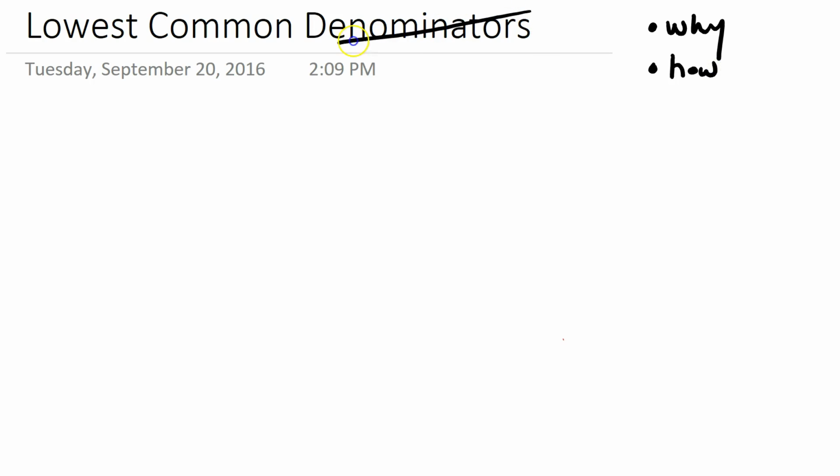First things first though, I just want to erase the word denominator, because what we're finding is actually the lowest common multiple, which just happens to be in the denominator. Okay, so first things first, let's talk about the why.